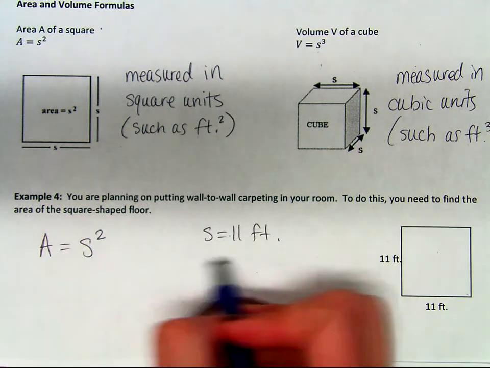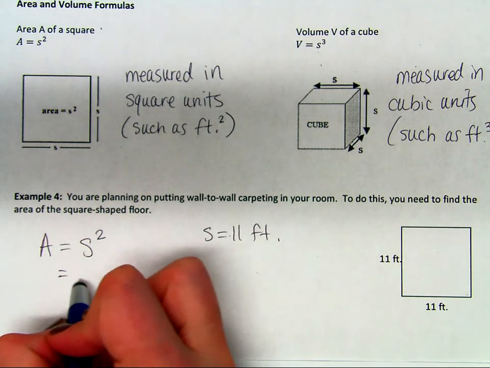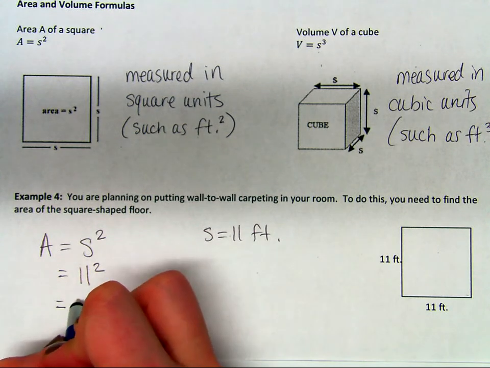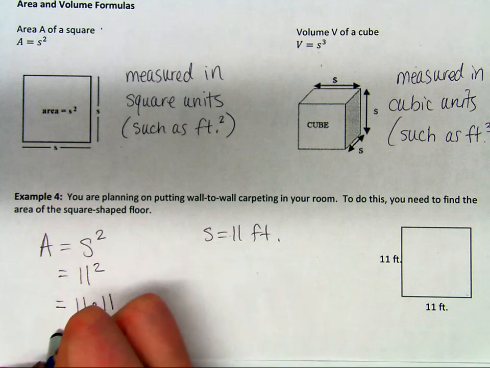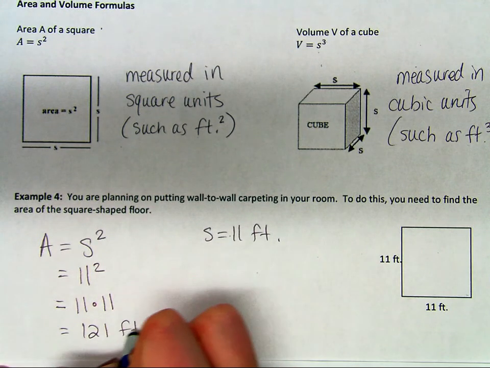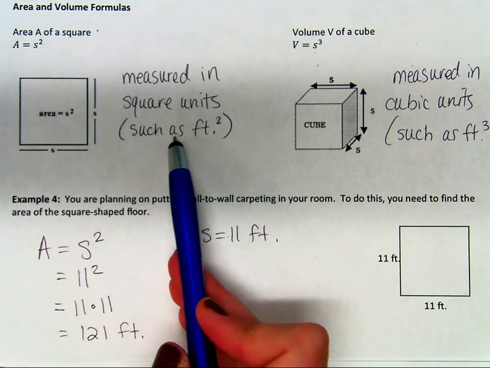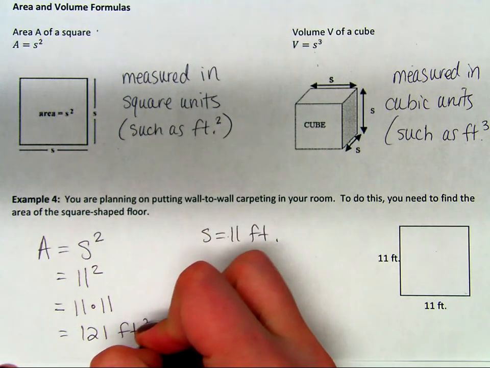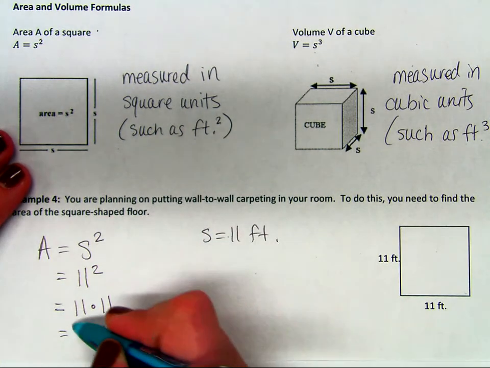So I'm going to substitute 11 in for s. 11 squared. 11 squared means not 11 times 2. It's 11 times 11, which is going to give me 121. And remember we said when we're measuring area, our units are always squared. So it's going to be feet squared for my answer. And I'm done.